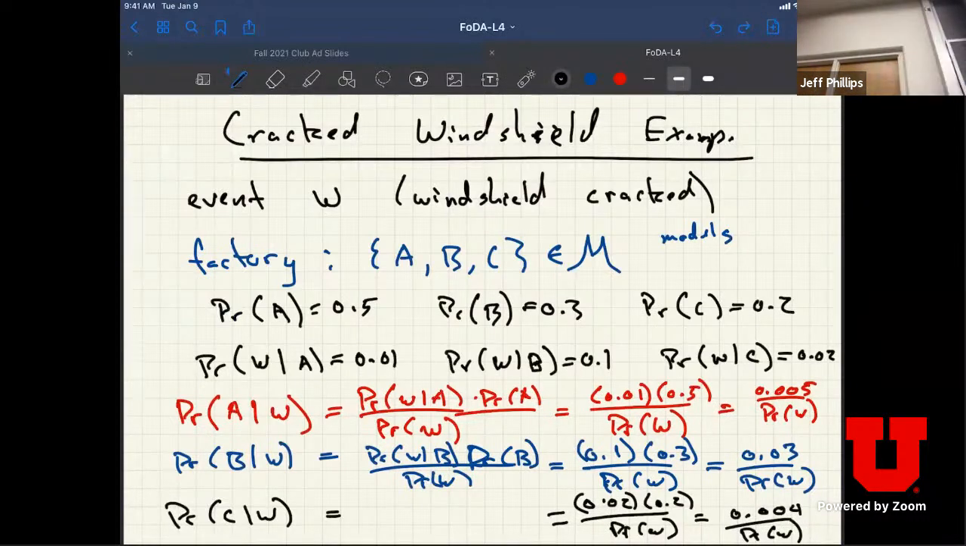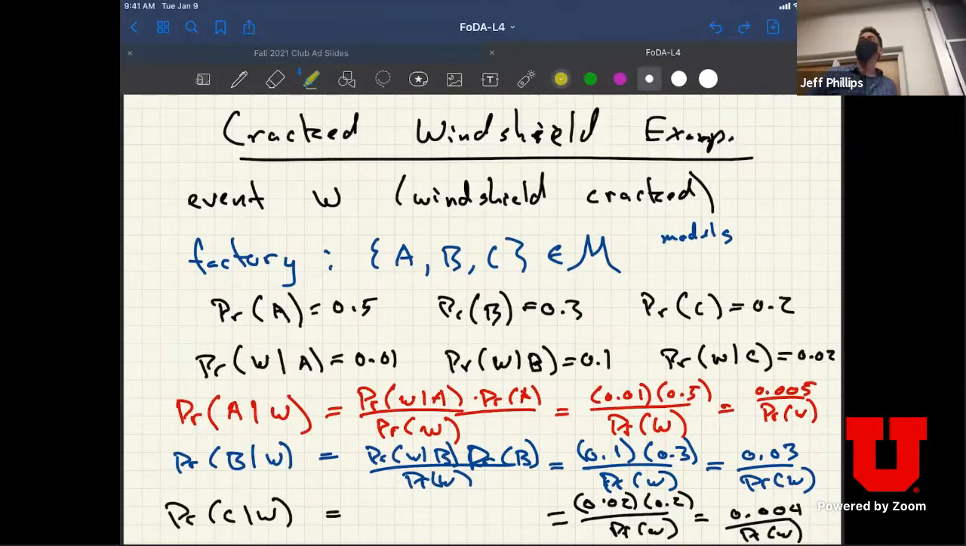Okay, great. So I've calculated this now. And if you can't see this on YouTube because they put a big U over there for whatever reason, it's 0.005 for A, 0.003 for B, and 0.004 for C. Now I want to find the most likely factor here. I don't have the probabilities. How can I tell the most likely factor to have produced my car that has a cracked windshield?